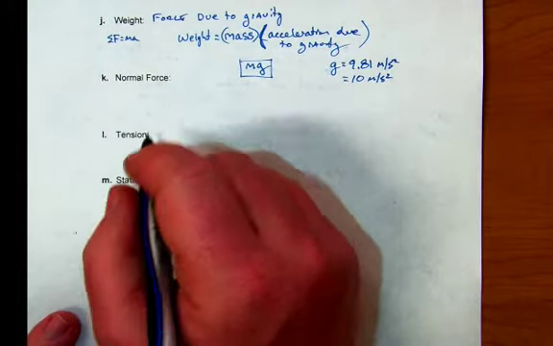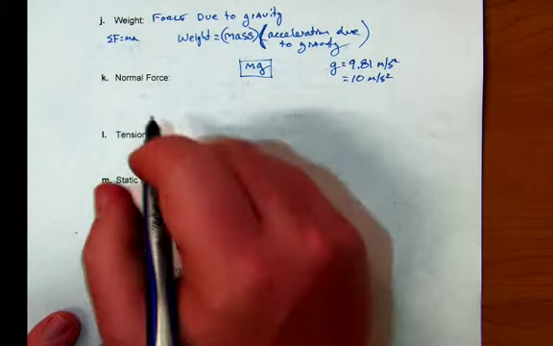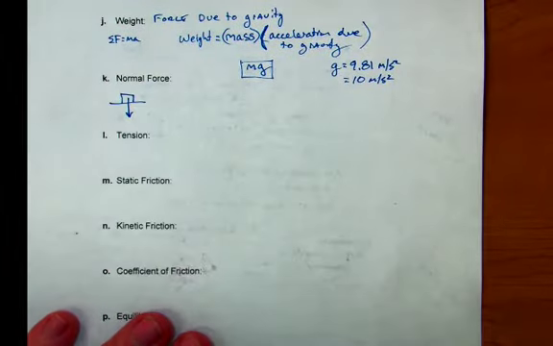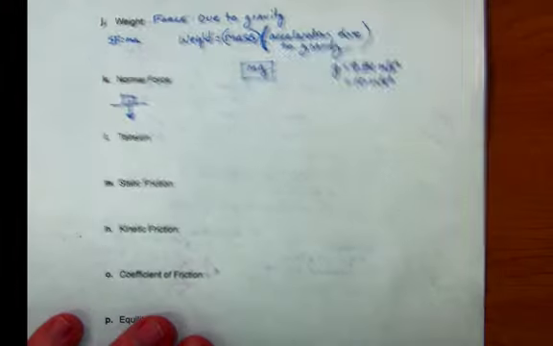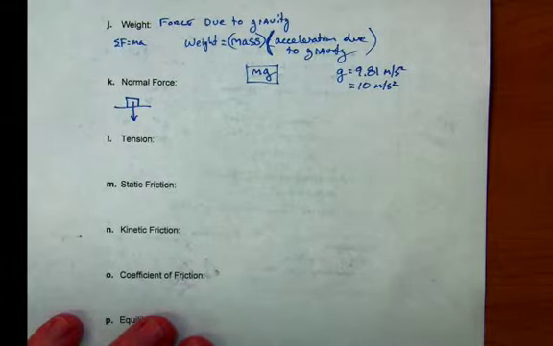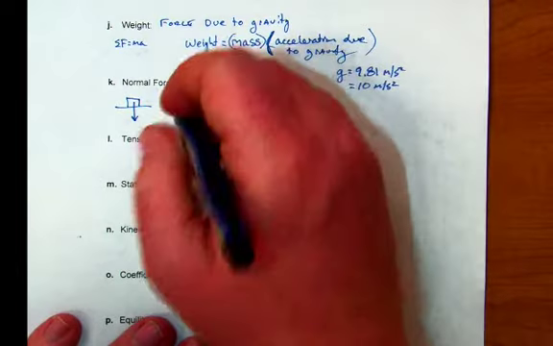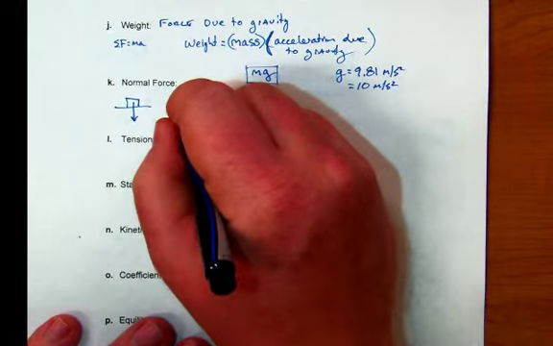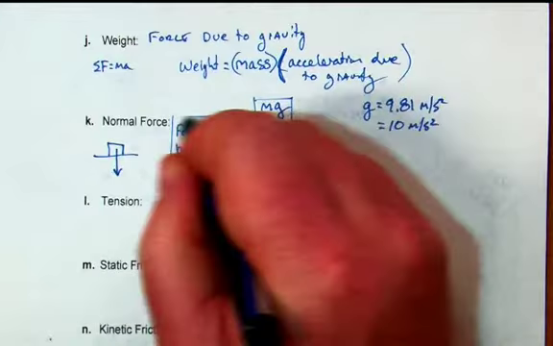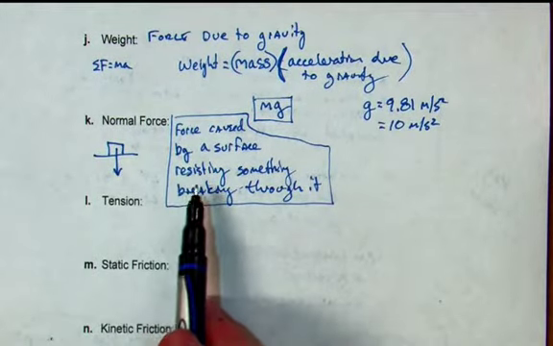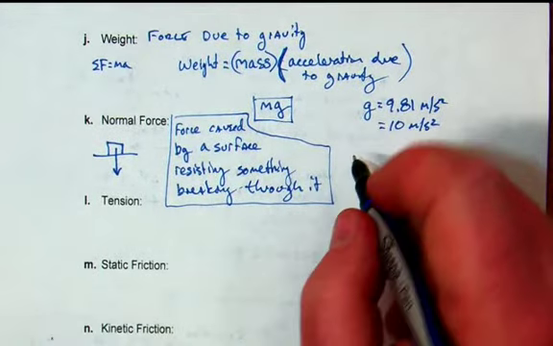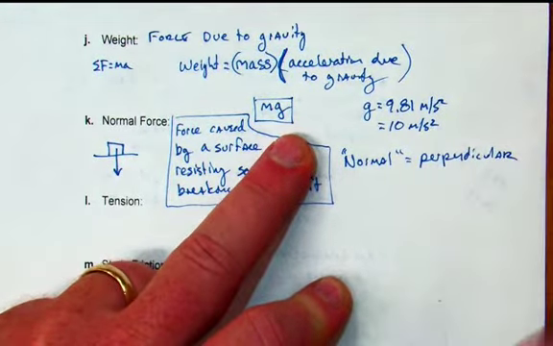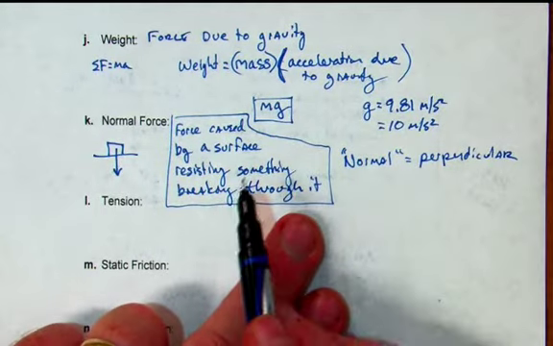Now, the normal force is the force of an object when, let's say, you have a box on a table. Well, the weight of the box is pulling it down. The table resists that object moving through it and breaking through. So the normal force is a force that results from an object resisting something breaking through it. Sorry, I'm getting a little messy here. So it's a force caused by a surface resisting something breaking through it. The word normal actually means perpendicular. So the normal force is always perpendicular to the surface that's causing it.